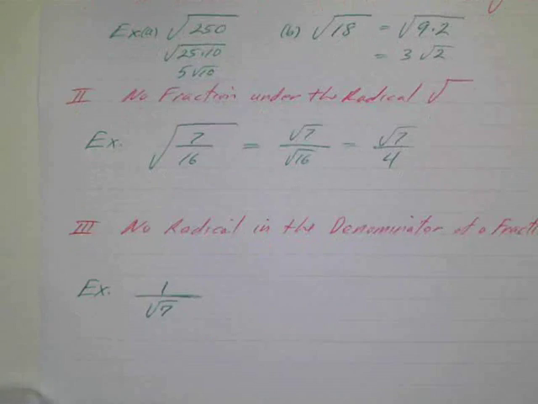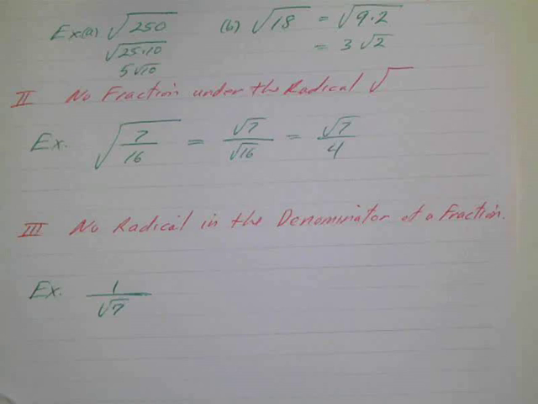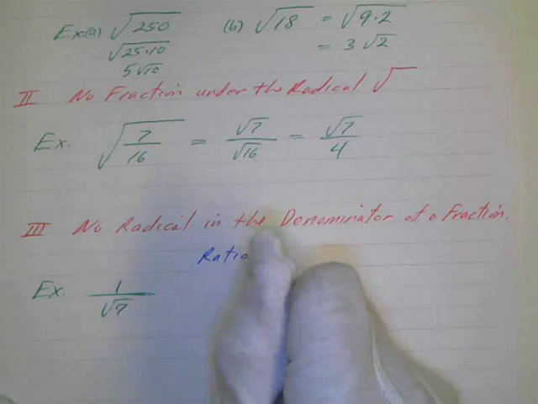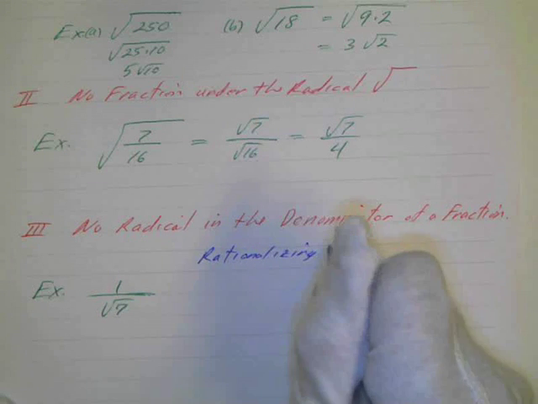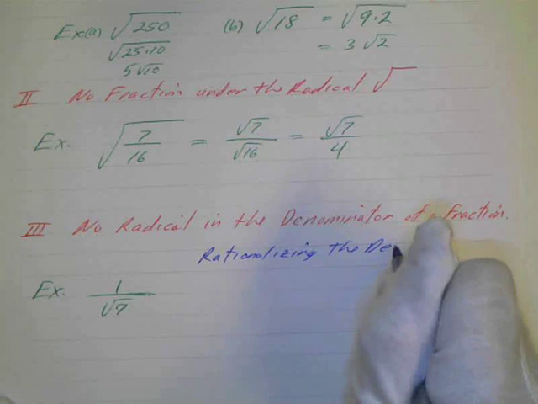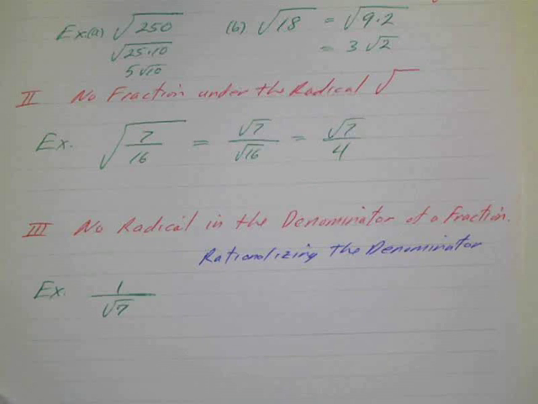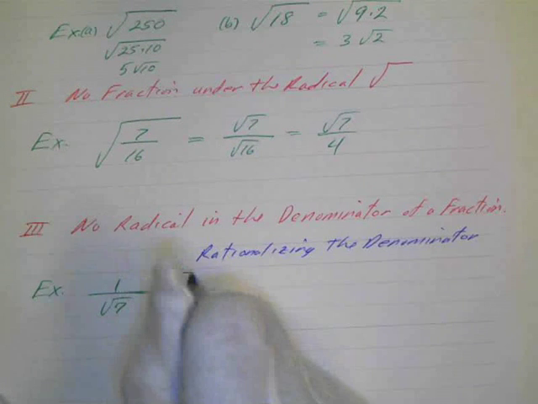So that's our second no-no. Our third no-no is no radical in the denominator of the fraction, and this is where we get into what we call rationalizing the denominator. In other words, we want to multiply this by something that will make this a perfect square. Well, 7 times 7 is 49, so that's a perfect square, so I'm going to multiply the top and the bottom by the square root of 7.